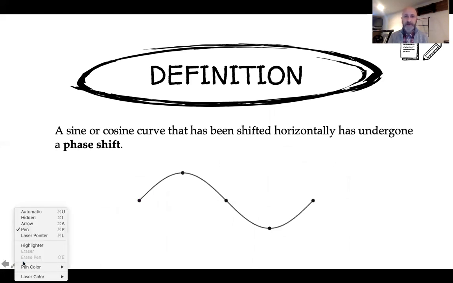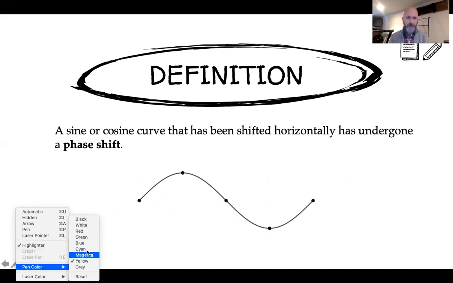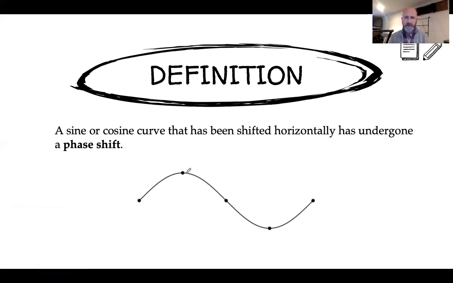Another definition, a sine or cosine curve that has been shifted horizontally is said to have undergone a phase shift. So let me explain this a little differently. Right now we're looking at a template for a sine curve. And what I'm going to do is on top of this, I'm just going to sketch a cosine curve. So notice here that there's a cosine hiding inside of sine, right? Because that makes sense. Sine and cosine are just horizontal shifts of each other.